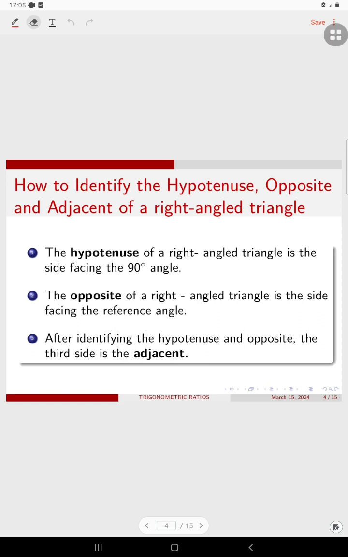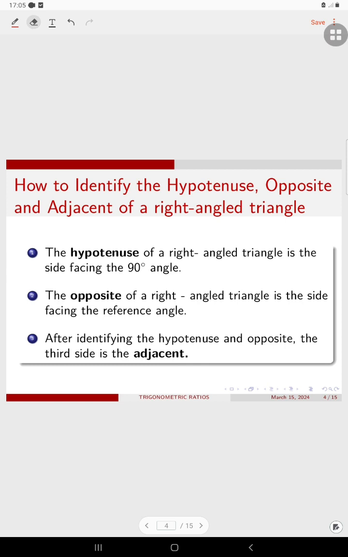Then when they give you the reference angle, what do I mean by reference angle? I will show you. For example, look at this small triangle I'm drawing here. If I put an angle here, theta, the theta becomes my reference angle. When you know the reference angle, the side which is facing the reference angle becomes my opposite. I hope we are following.